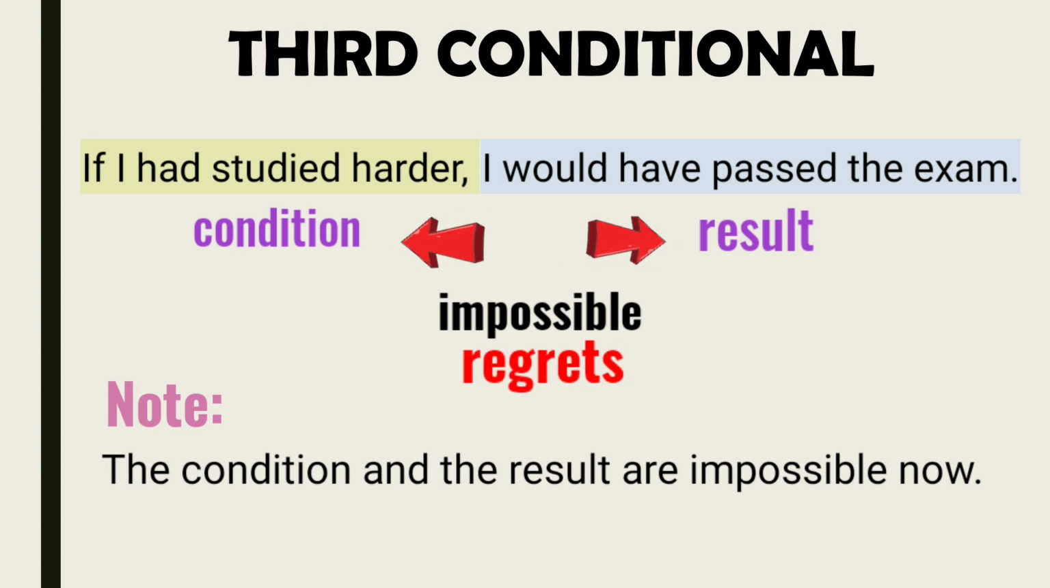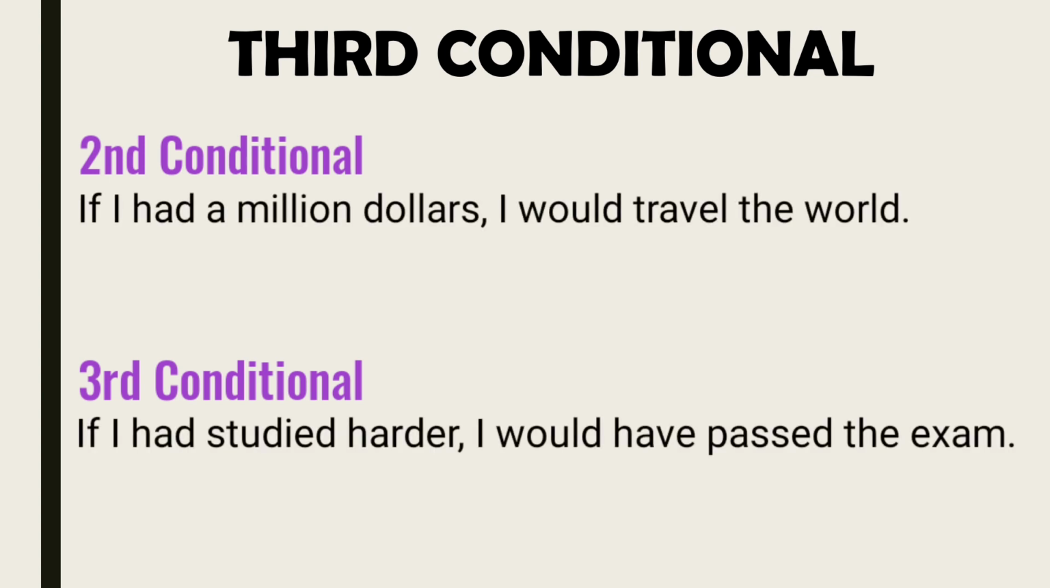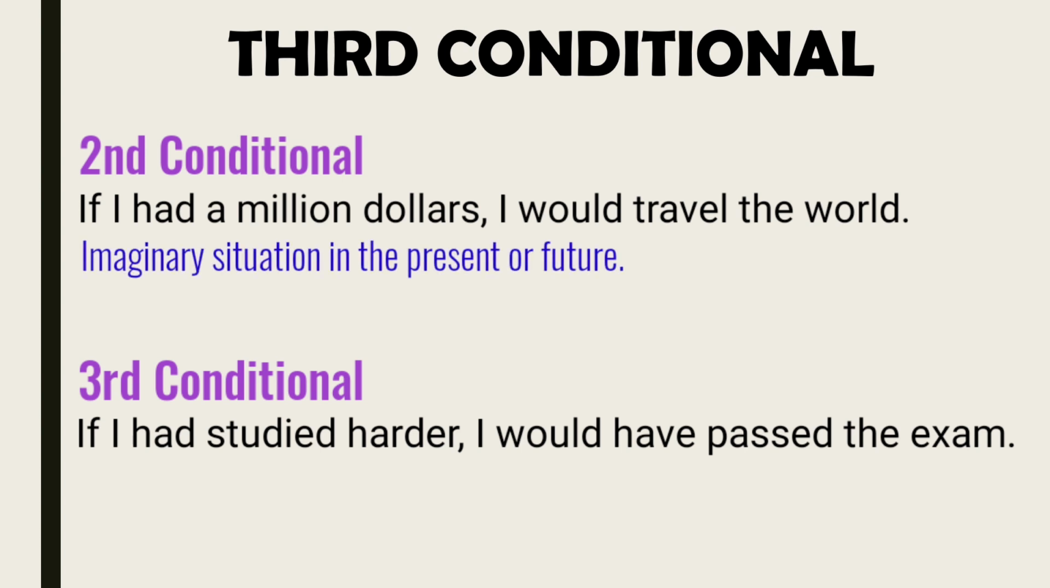To further illustrate the difference between second and third conditionals, let's look at these two examples. If I had $1 million, I would travel the world. This is an imaginary situation in the present or future, which is unlikely to happen because I don't have $1 million.